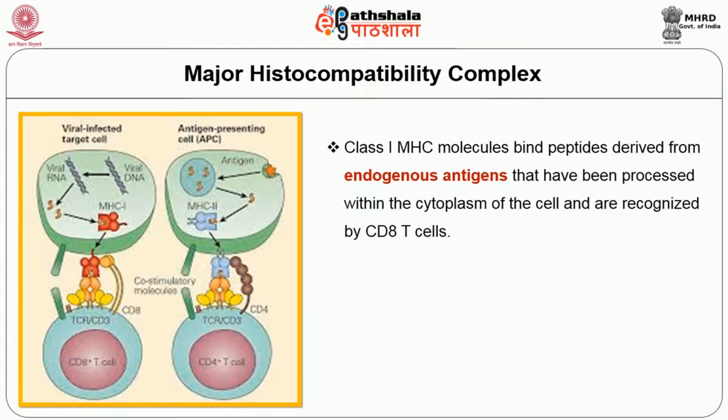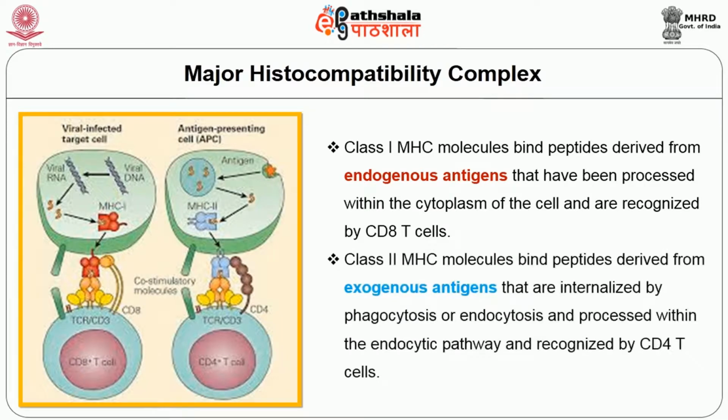Class 1 MHC molecules bind peptides derived from endogenous antigen that have been processed within the cytoplasm of the cell, and are recognized by CD8 T cells. Class 2 MHC molecules bind peptides derived from exogenous antigen that are internalized by phagocytosis or endocytosis and processed within the endocytic pathway, and are recognized by CD4 T cells.